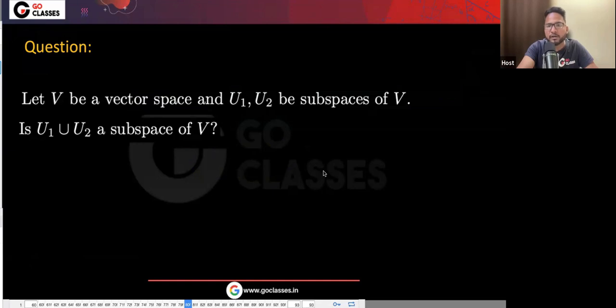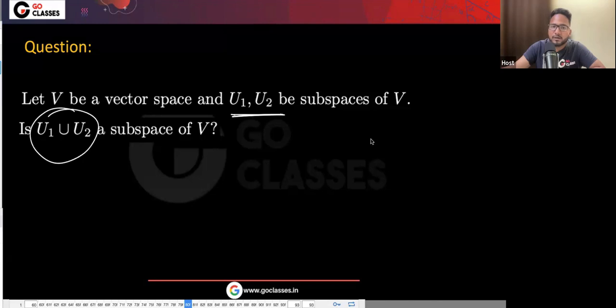Okay, this is interesting. They are saying there are two vector spaces, let's suppose U1 and U2. If you take the union of those two vector spaces, see, I might be interchangeably using subspace and vector space, this doesn't really matter. So you have two vector spaces, U1 and U2. If you take the union of these two vector spaces, is this also a vector space?